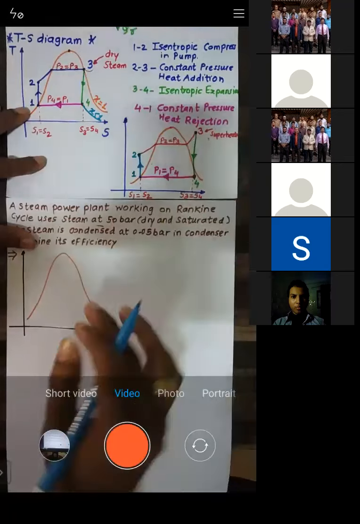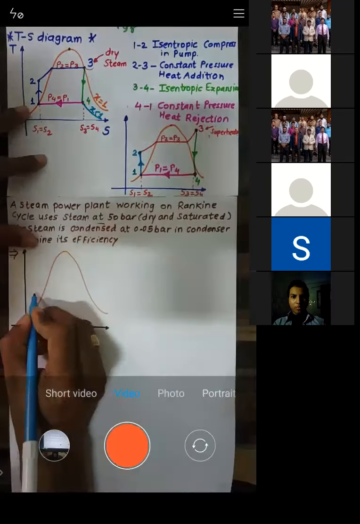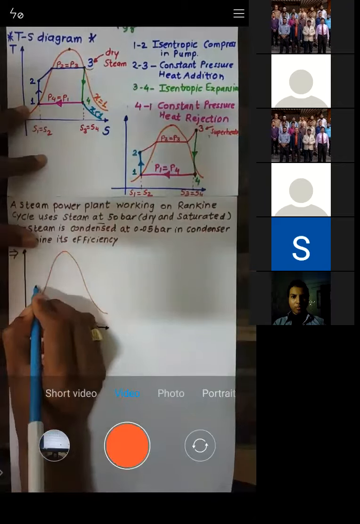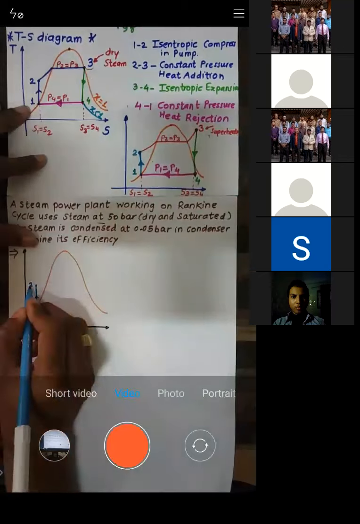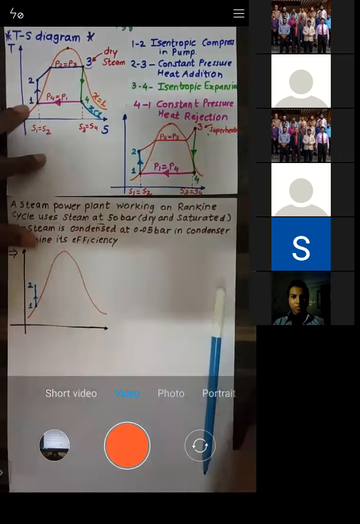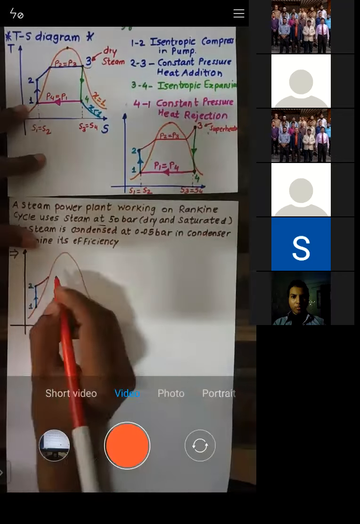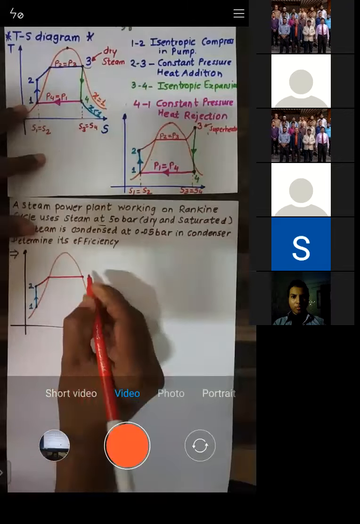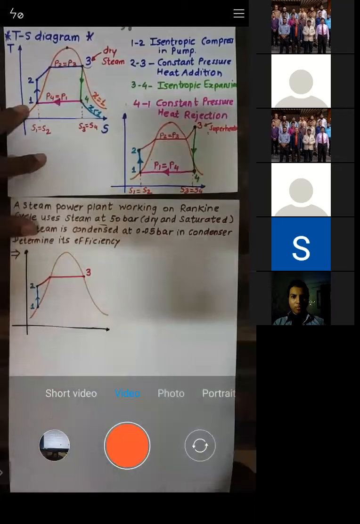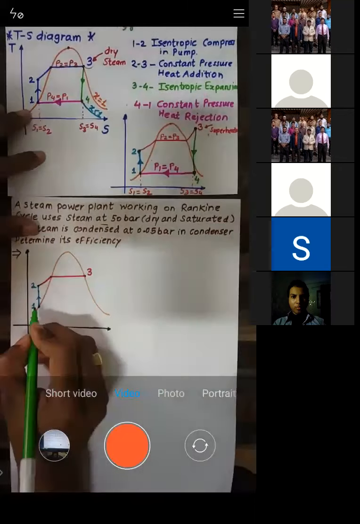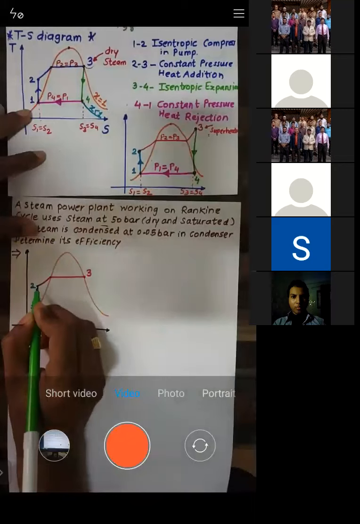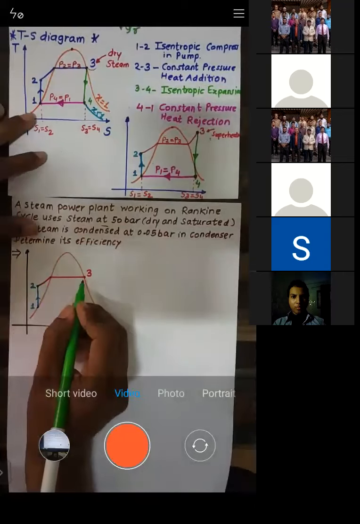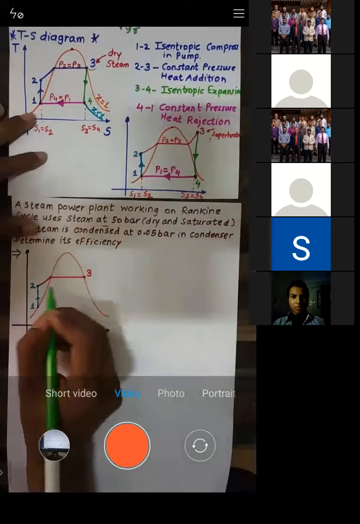So let me plot the diagram. This is point number 1. From point number 1, we will move to point number 2. Then after that, we have the heating, so we'll move like this. Now we have reached point number 3. From point number 3, we'll go down. See, 1 to 2 is an isentropic compression in the pump. During 2 to 3, it's a constant pressure heat addition, right?